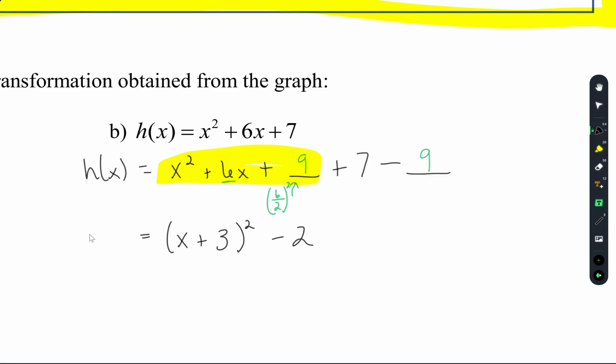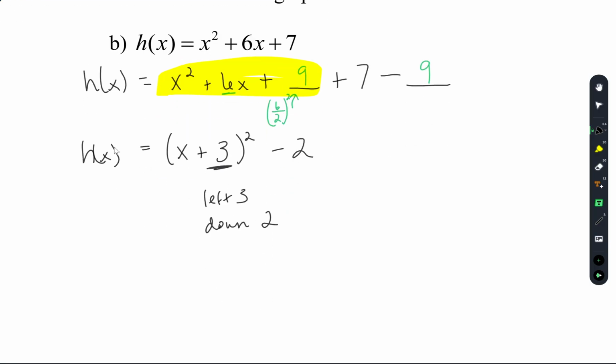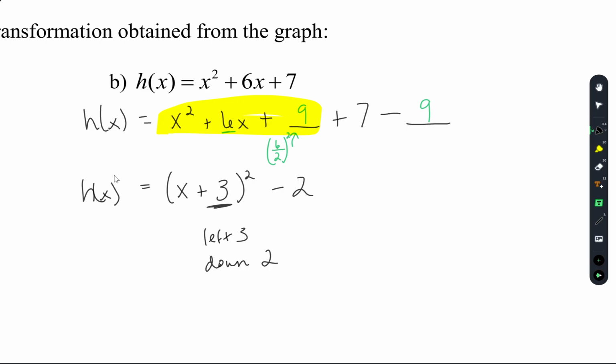Okay. So this is your now standard form. Okay. So you complete the square, and then now we still didn't even answer the questions here. We have to explain what happened. So this one, it's happening to the x, so you're going to go left 3, down 2. Okay? Any questions?